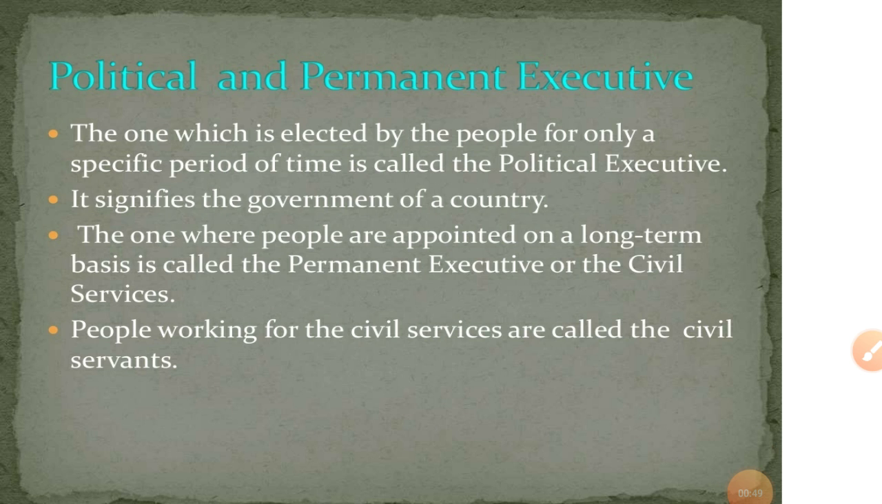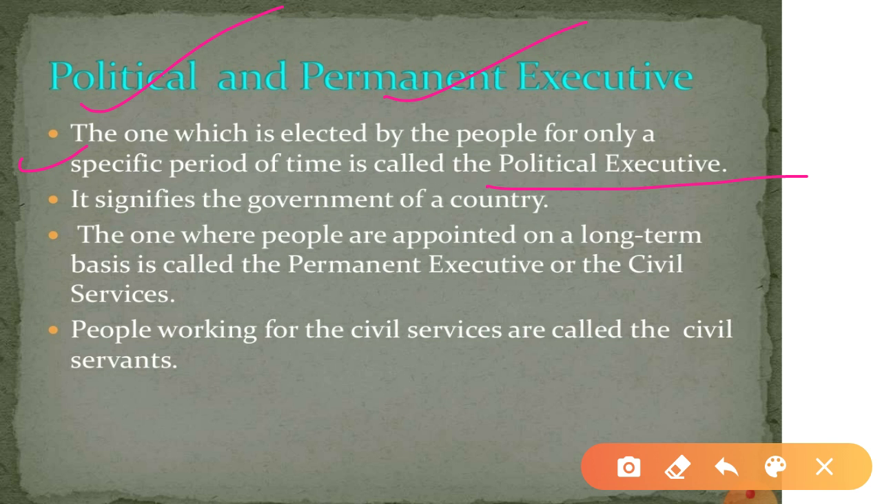Our first topic is political and permanent executives. After the legislature, the second branch of the government is the executive. There are two kinds of members in this executive: one is the political member and the second one is the permanent member. The political member, the one who is elected by the people for only a specific period of time, is called the political executive. Basically the leaders, political leaders, or we can say the representatives elected by the people of the country. So they work only for a specific period of time, and that's why they are called the political executive.